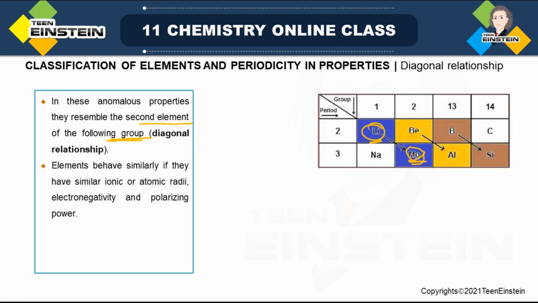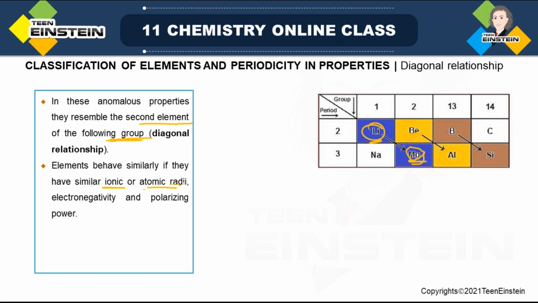Now when two elements behave similarly, what are the necessary conditions? Just forget about the diagonal relationship. Simply suppose I am asking you when elements will show similar properties. Now the answer is when they have similar size, whether it is ionic size or atomic size, their electronegativity should not differ much. It should be a close value.